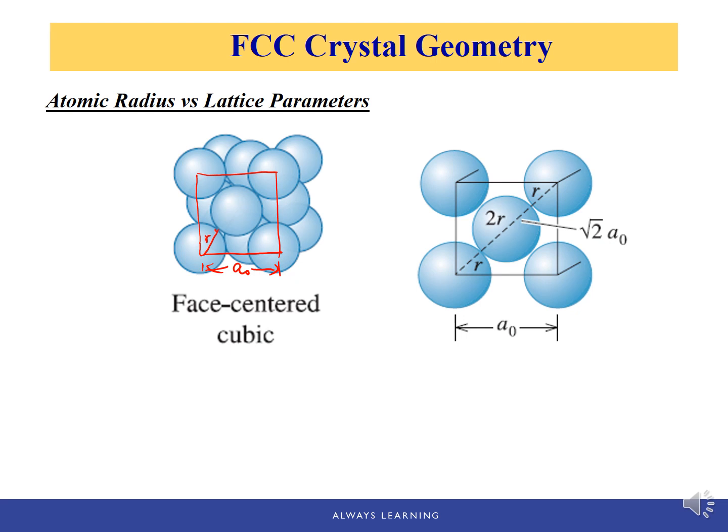And now we can see the face diagonal. If each side of this cube is A0, the face diagonal is square root of 2 times A0, which equals, because the 3 atoms along the face diagonal are in touch, a total of 4 times R, similar to the body diagonal in the BCC structure, but this is a face diagonal, so it's square root of 2 times A0 equals 4R. So this is the relation between the lattice parameter A0 and the atomic radius for the FCC crystal structure.